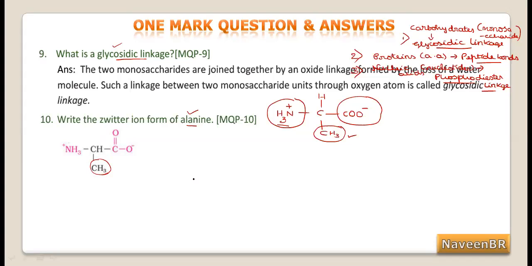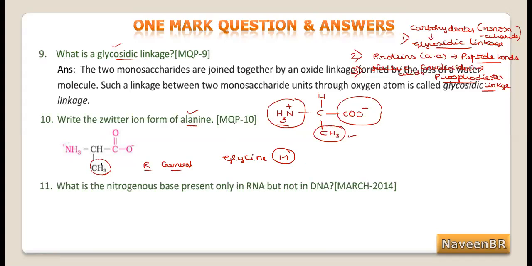So you practice a general structure. If a general structure is asked, you write R. If the example is not specified, then you write R here. If it is asked with glycine, you write H. If it is alanine, it is CH3 in the given structure. With this, the 10 PU model question papers are completed.